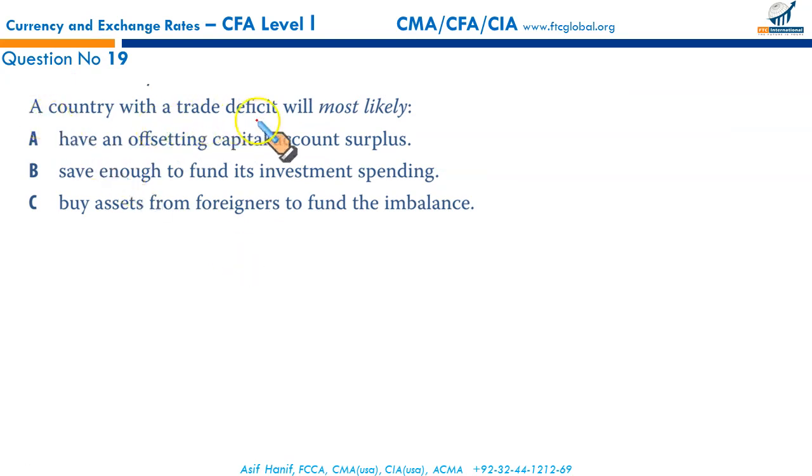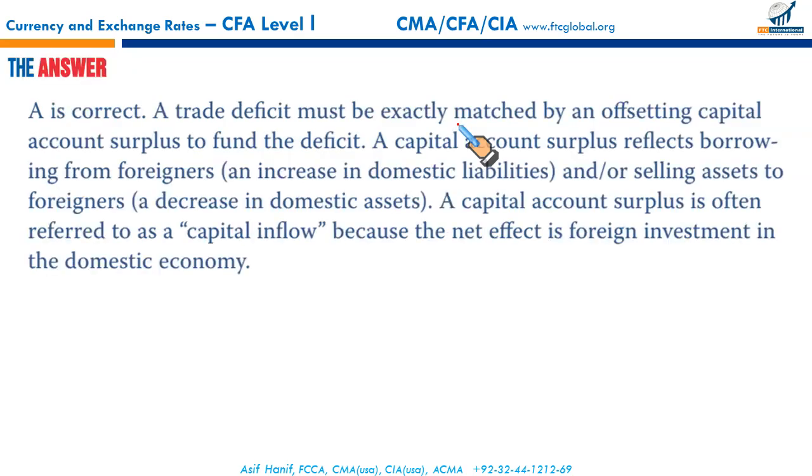A country with a trade deficit will most likely, well, the trade deficit has to be funded through a capital account surplus, and this capital account surplus would come either by borrowing from foreigners or selling assets to the foreigners, right? So it has to be offset by a capital account surplus through loans from foreigners or by selling your assets to foreigners or by doing both. That makes A the correct option.